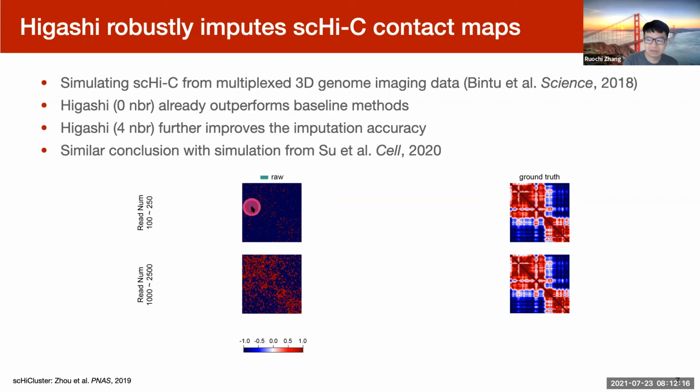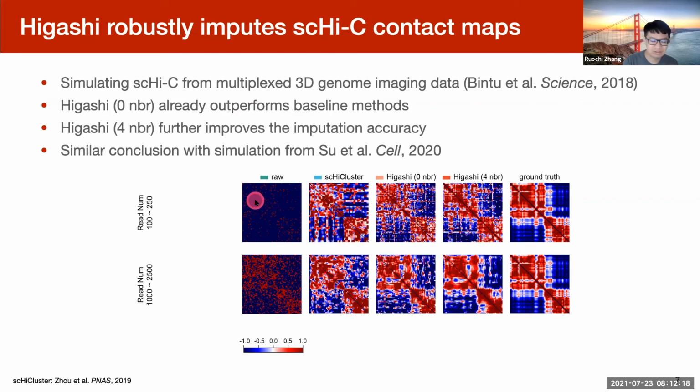We then apply different imputation methods on the sparse contact map and make comparisons between the imputed maps and the ground truth map, and the similarity of them would be used as the imputation accuracy. Here, we mainly compare our performance to the state-of-the-art single-cell Hi-C imputation method, scHiCluster, which is also developed in Joseph Ecker's lab.